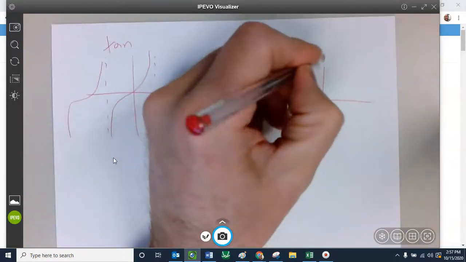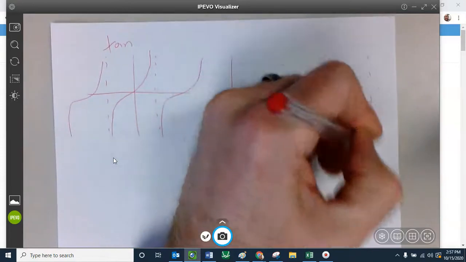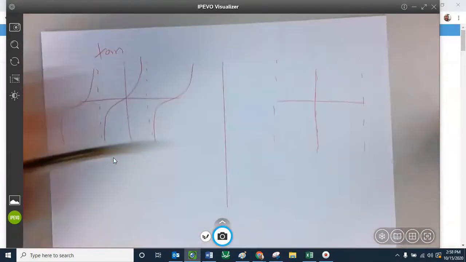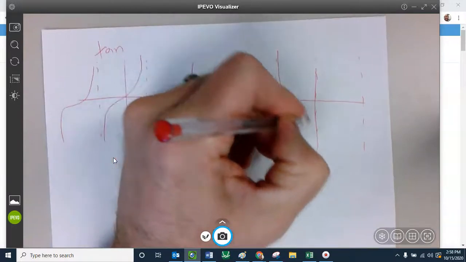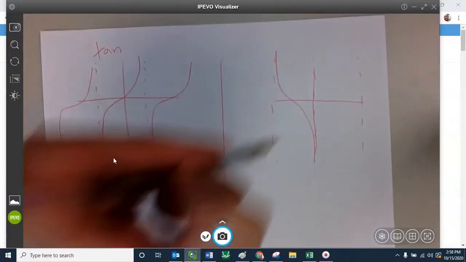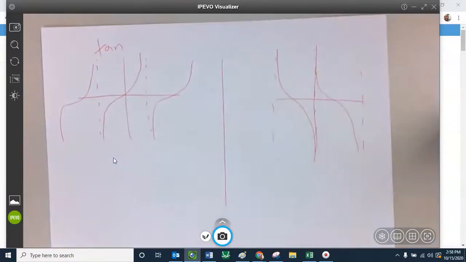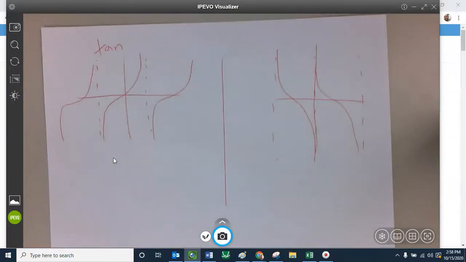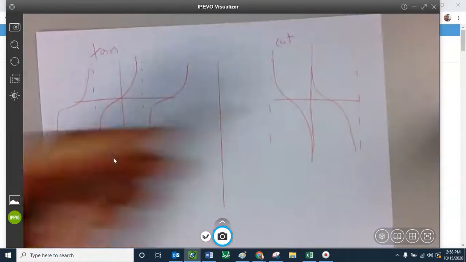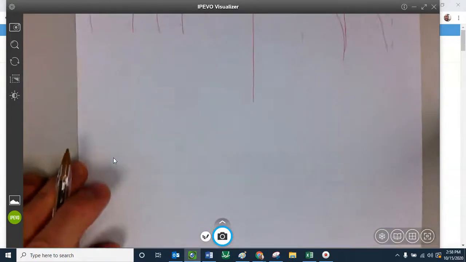Cotangent, on the other hand, is going to have asymptotes at 0 and pi, and negative pi if we need to do that. And that one's actually going to go from positive infinity to negative infinity. Just in general, as long as there's no negative signs, or remember, negative signs flip them upside down, these are the things we're looking for. How about secant and cosecant?